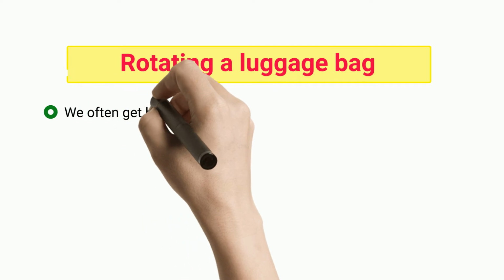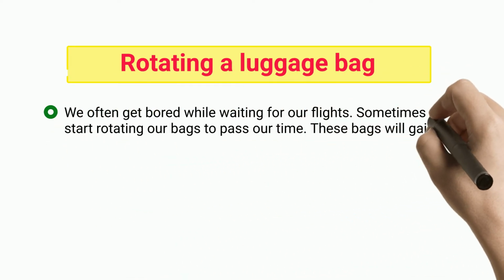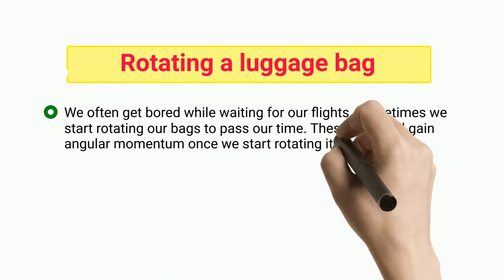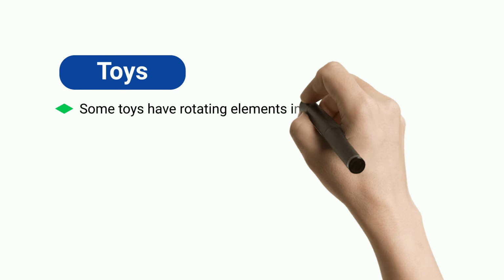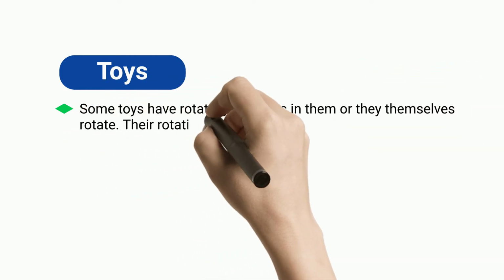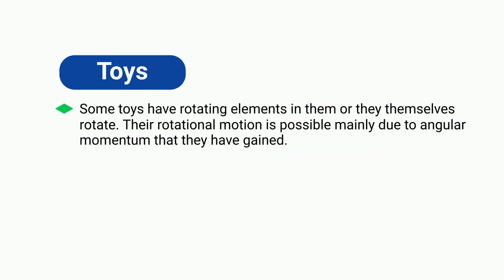Rotating a luggage bag. We often get bored while waiting for our flights. Sometimes we start rotating our bags to pass our time. These bags will gain angular momentum once we start rotating them. Toys. Some toys have rotating elements in them, or they themselves rotate. Their rotational motion is possible mainly due to angular momentum that they have gained.